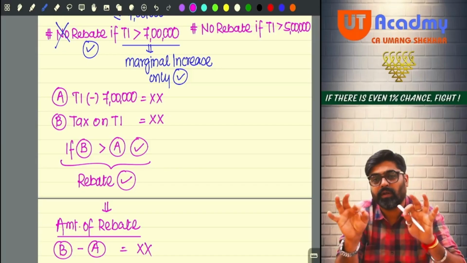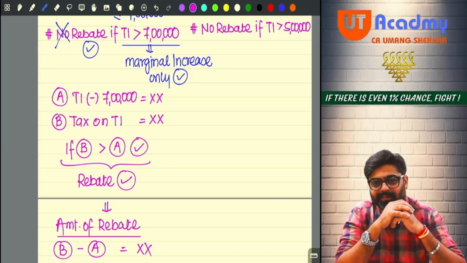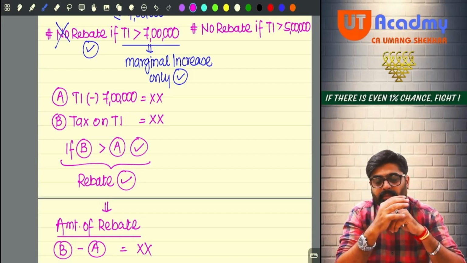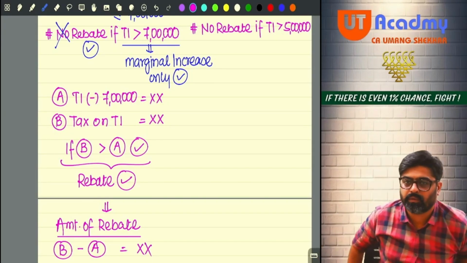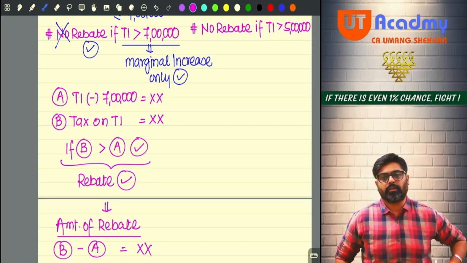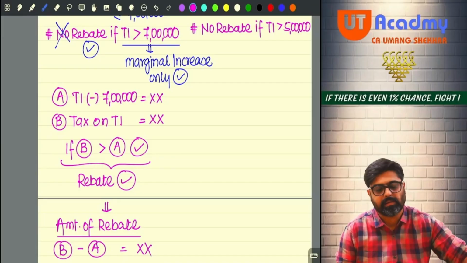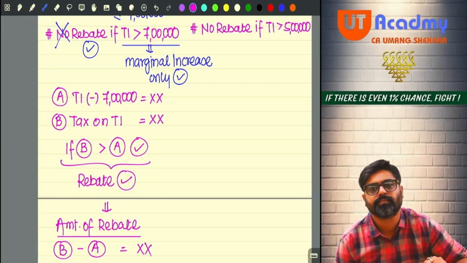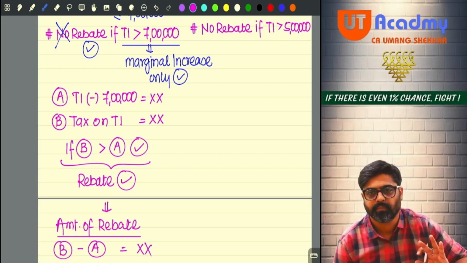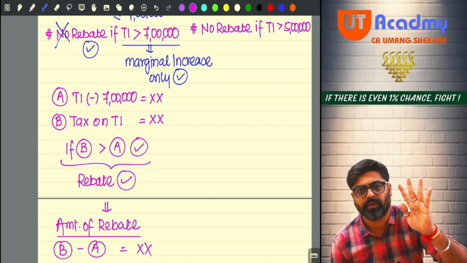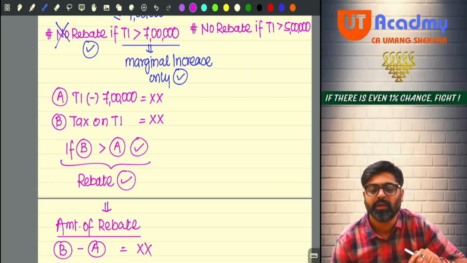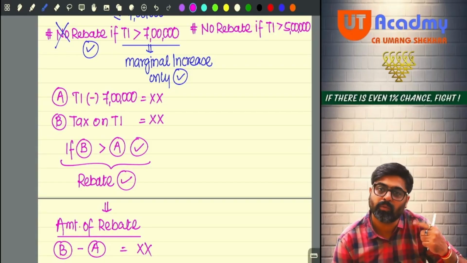Yes or no? What if your total income was 7,50,000? So A will be 50,000. B will be how much? Come on, calculate. What will be the tax on 7,50,000? 25,000 only. First 3 lakh no tax, then 3 to 7 lakh 20,000, and then 7 lakh to 7 lakh 50,000, on 50,000 you are supposed to calculate 10%, 5,000 plus 20,000, 25,000. Now tell me, is 25,000 more than 50,000?